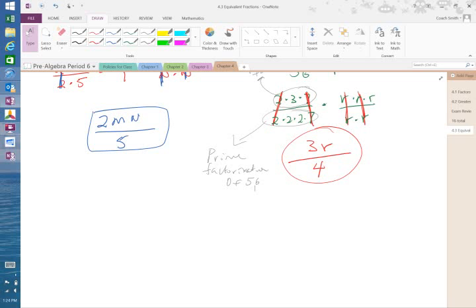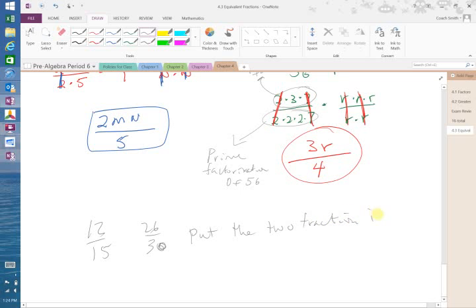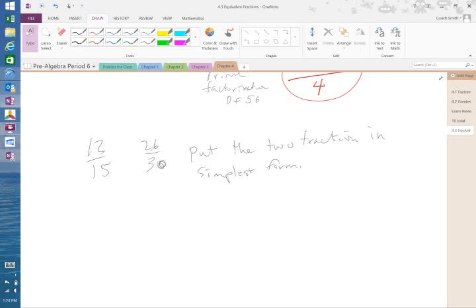The last thing: I have two fractions. I want to put the two fractions in simplest form. So do that. Put 12/15 and 26/30 in simplest form. Reduce them, simplest form.